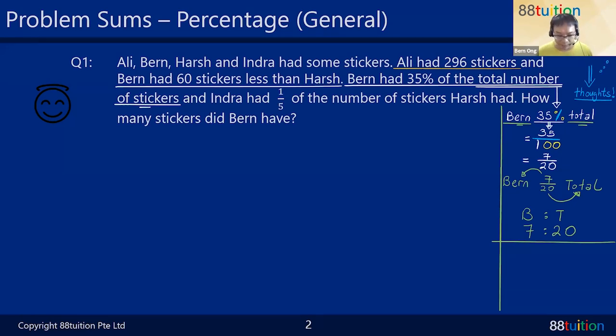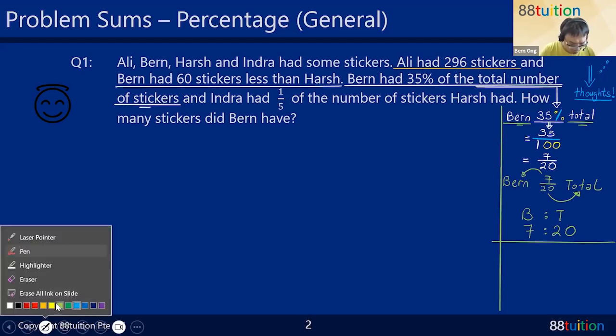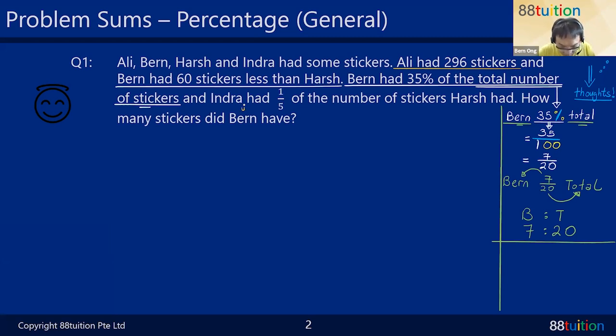After reading that line, Indra had 1/5 of the number of stickers that Harsh had. Oh, look. Down here we have Indra, 2 items, Indra versus Harsh, and there's a fraction in the center. Which means Indra is 1 and Harsh is 5. Can you see that? That's something useful also. So we can also see that Indra versus Harsh is actually 1:5. Is it useful? I don't know.